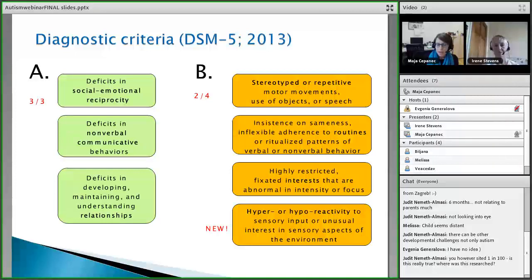And the B part is about other behaviors, non-communicative behaviors, like stereotyped or repetitive motor movements, use of objects or speech. There is a thing called echolalia, when a child repeats something said, and it is quite often present in ASD. The other criteria are like insistence on sameness, so children tend to show quite emotional reactions when something is not happening in a way it always does or they think that it should. Then highly restricted interests, which are quite common in ASD, especially in what was previously called Asperger's syndrome. These children are interested in technical equipment really often.